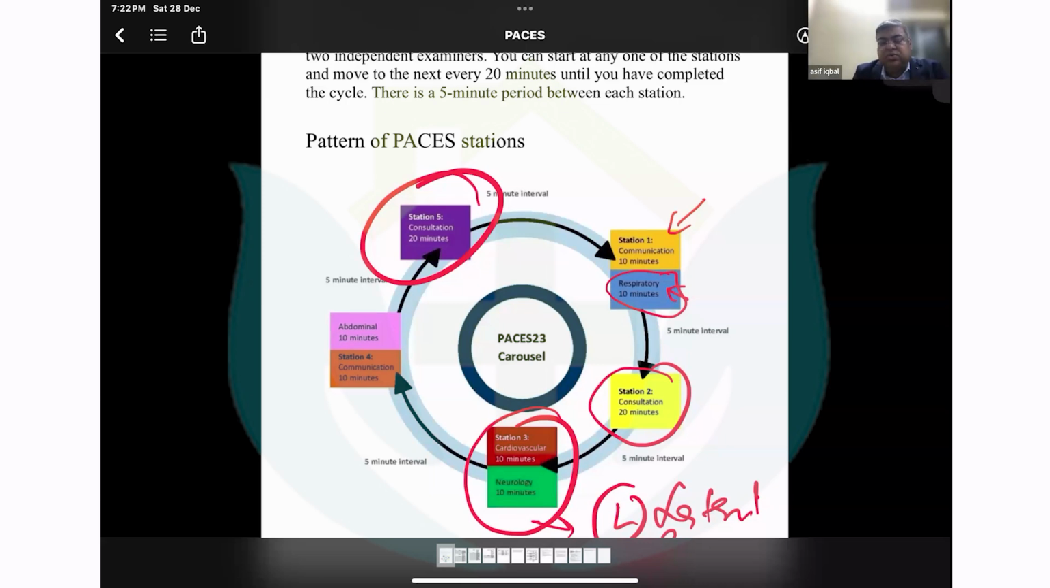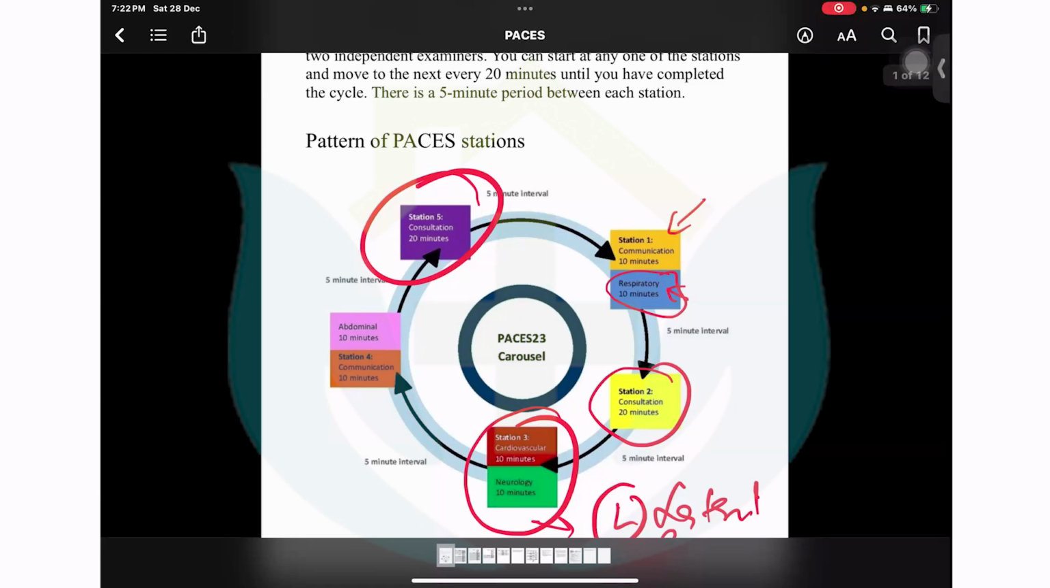Just want to do clarification on view of student that there is a two station where communication for 10 minutes. One is your station one and your station four. So what communication they will do in this?